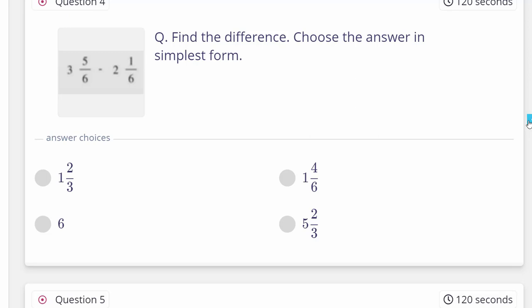For the next question also, but this time it's subtraction. Abdullah Mubarak. This is Abdullah.